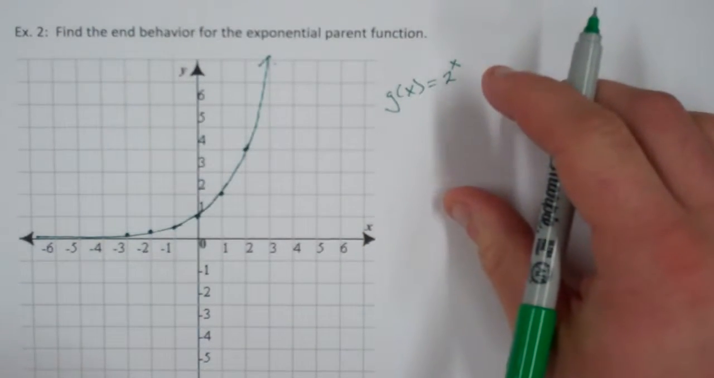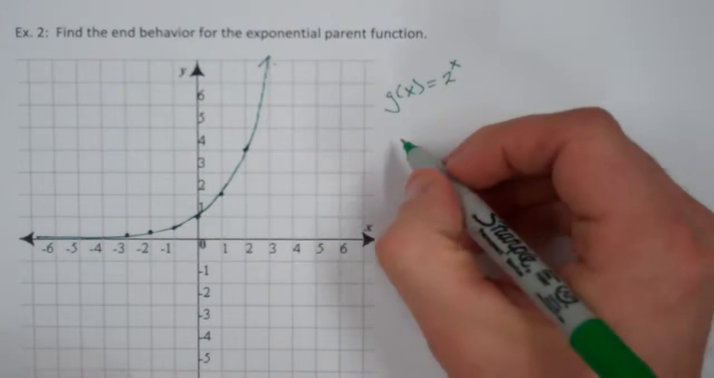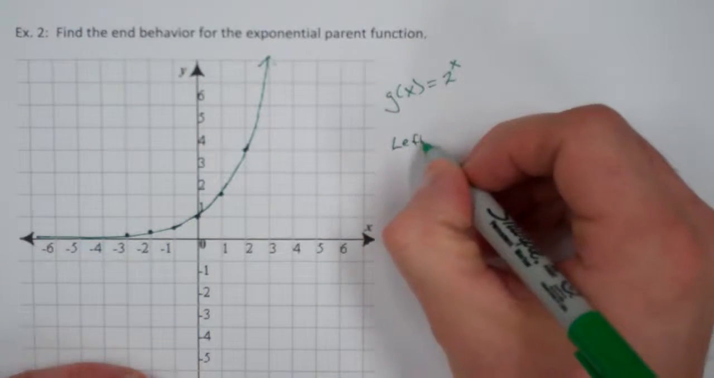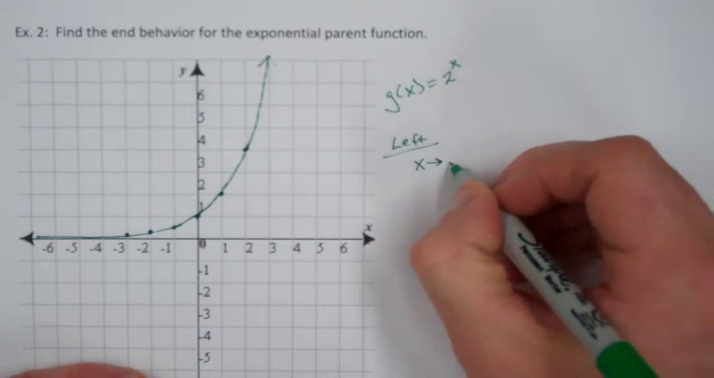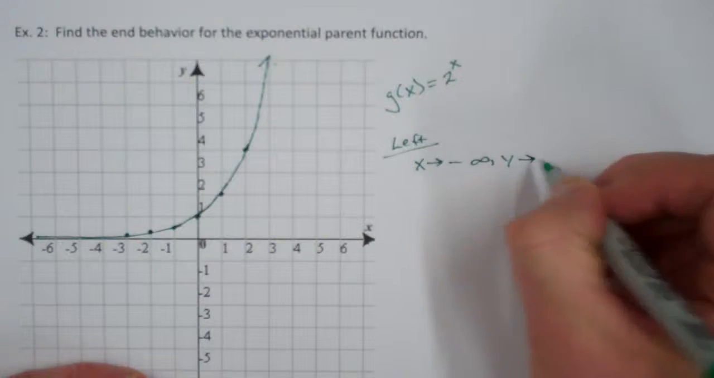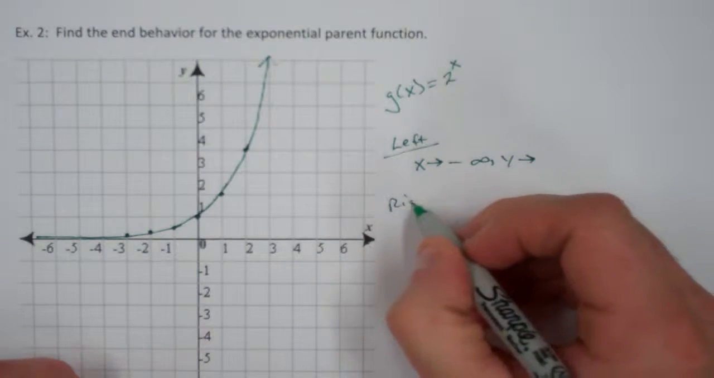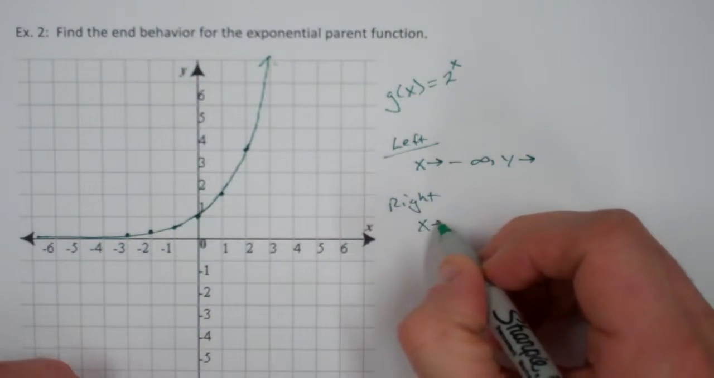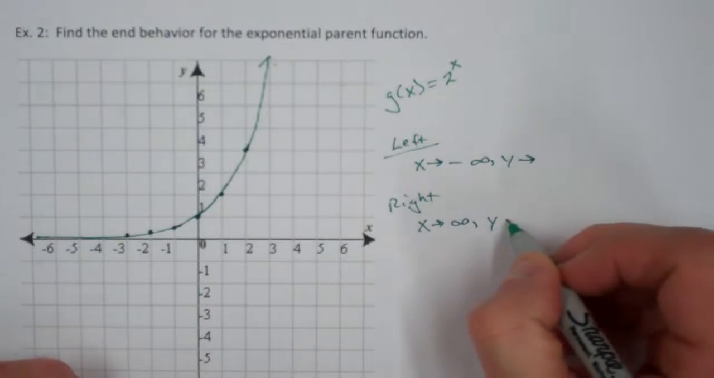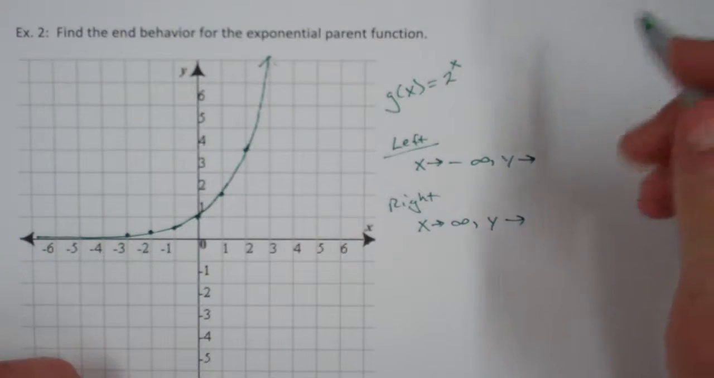Alright, and let's see here. So we're going to do end behavior. So we'll do the left side. That says x approaches negative infinity. What does y do, or what does y approach? And then the right hand side, as x approaches infinity, what does y approach? Let's do the left side.